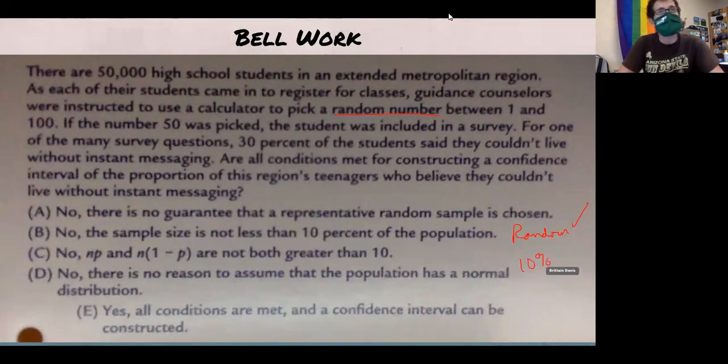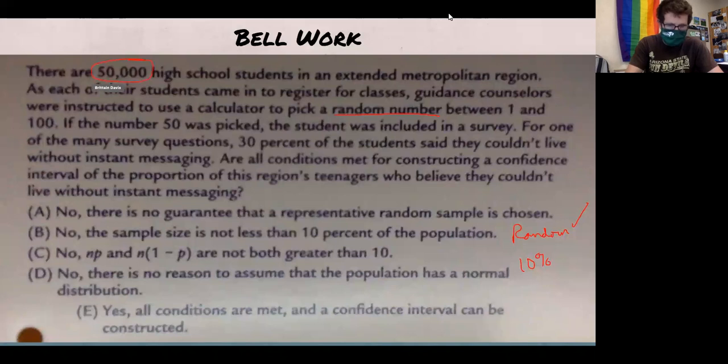Well, now let's jump into the sample size, because if the number was picked between 1 and 100 and 50 was the magic number that made you included, there's a 1 in 100 chance of that happening. So 1% of the people will have been chosen for this sample, essentially. There's no guarantee, is there? There's no guarantee, but it's going to be close to that. Long run probability. Since there's 50,000, it's going to be close to 1%.